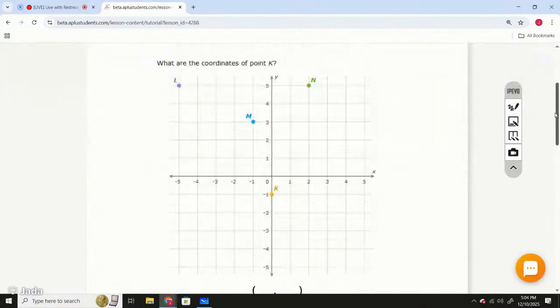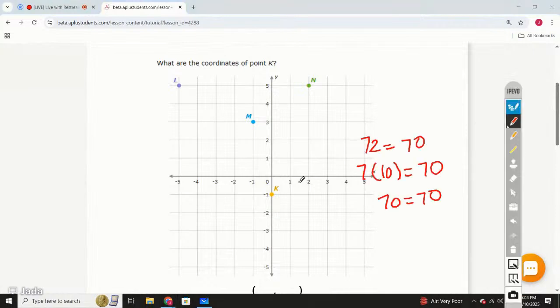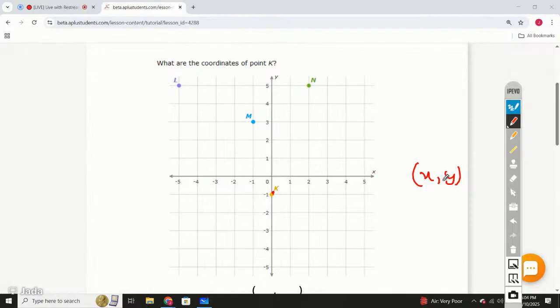What are the coordinates of the point K? So first we need to find the point K on the graph, then we need to find the coordinates, right? Here is point K. So look at the x coordinate and the y coordinate. We always write the x coordinate first and then y coordinate, right? The point is on the y axis. When a point is on the y axis, the x coordinate is 0. So that is 0 and -1. That means x is 0 and y equals -1. Got it?